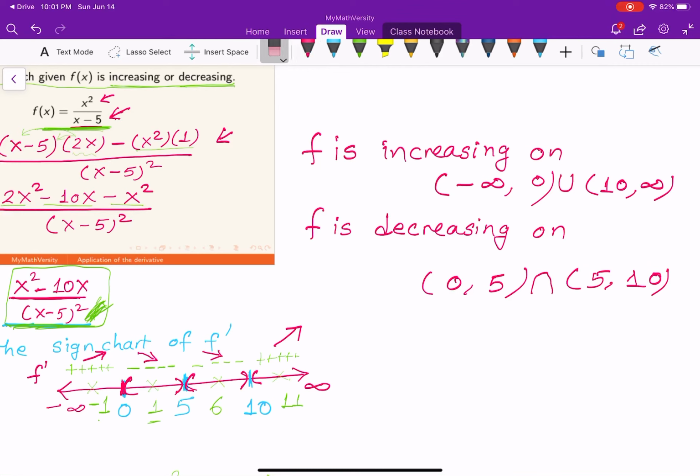Oh, by the way, I forgot to combine these with the union sign, not the intersection. That would be a different meaning, right? All right, so that's it. We are done.